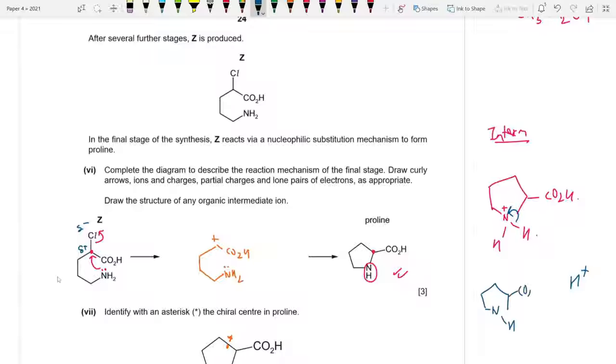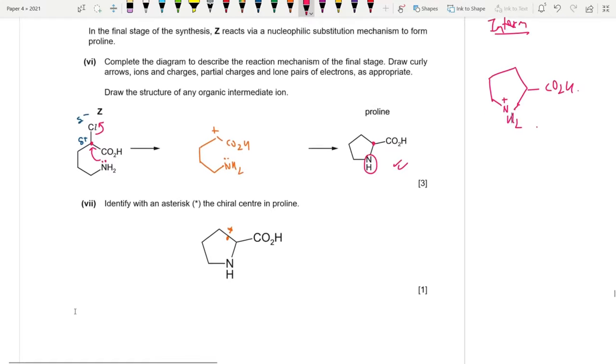Now, if you're smart, you can correlate things. This H plus will combine with that chloride ion to form HCl. Okay, so that's the gist of it. So you had two options. You could either draw the pink one or the orange one. Okay, hopefully that makes sense.